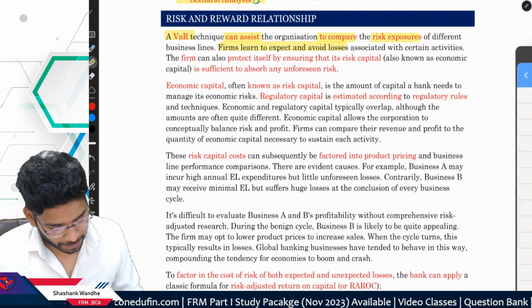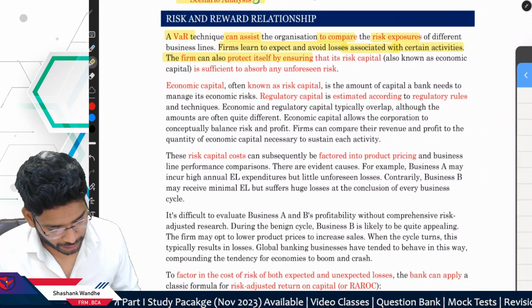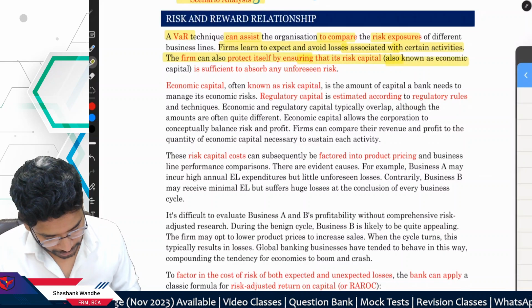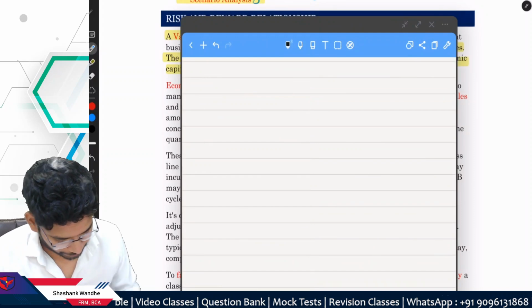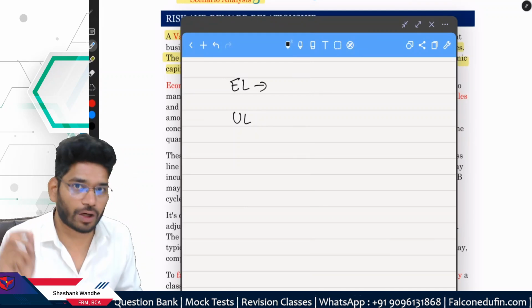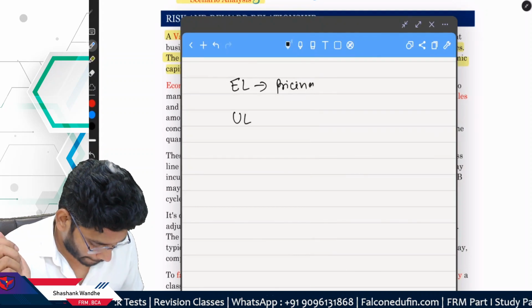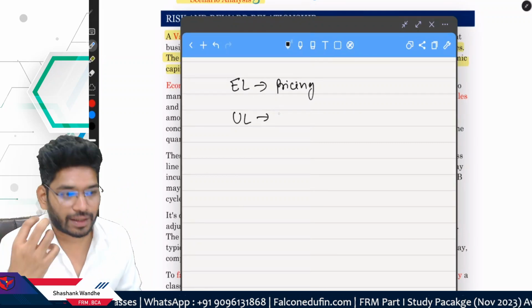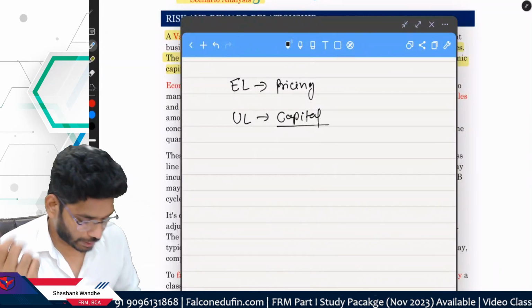The firms learn to expect and avoid losses associated with certain activities. The firm can also protect itself by ensuring that its risk capital is sufficient to absorb the unforeseen losses. Now here, we know the expected loss and the unexpected loss. Expected loss we already discussed; it is adjusted in pricing. Unexpected loss is managed with the help of capital. How is it done? Let's see.